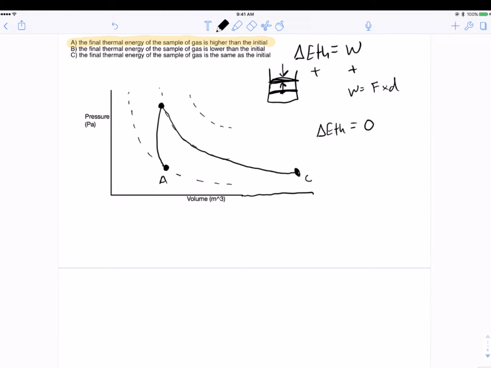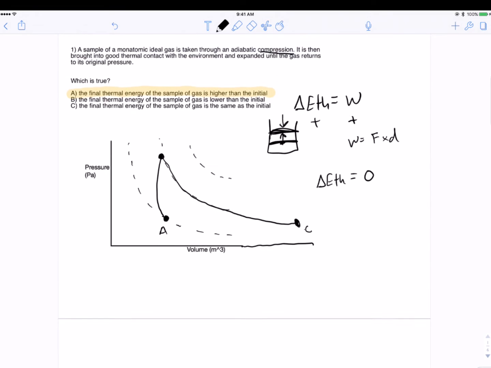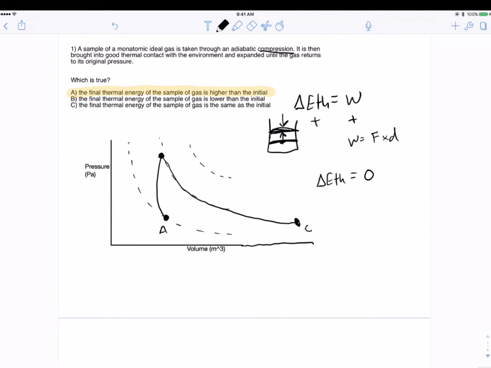Additionally, we can conclude that the product of P times V at point C is higher than the product of P times V at point A. And how do we know the product of P times V is going to be related to the total thermal energy? Well, we can think about the ideal gas law. And we know that the number of moles isn't changing, and the gas constant is certainly not going to change. So we can see that temperature will vary with the product of P times V. And we know that thermal energy is going to depend only on temperature.